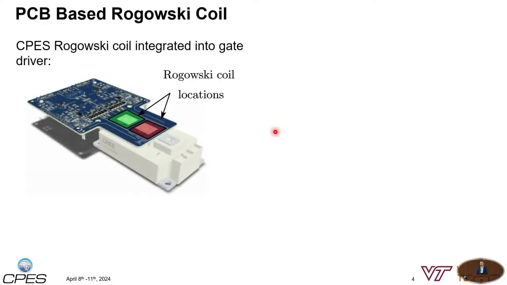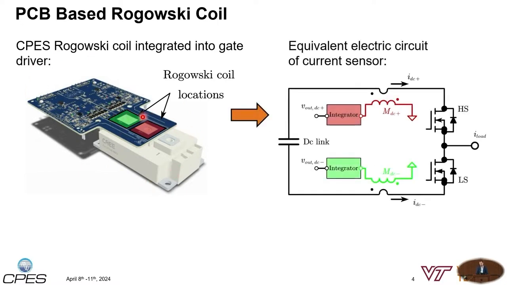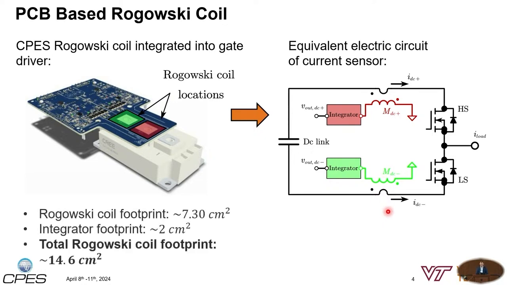CPES has done a good amount of work on Rogowski coils, or PCB-based Rogowski coils, where what I'm showing here is a gate driver with integrated Rogowski coils. We have two Rogowski coils within the gate driver, and one Rogowski coil couples to the DC plus of our half bridge, and the other Rogowski coil couples to the DC minus. So we're measuring with two Rogowski coils the DC plus current as well as the DC minus current.